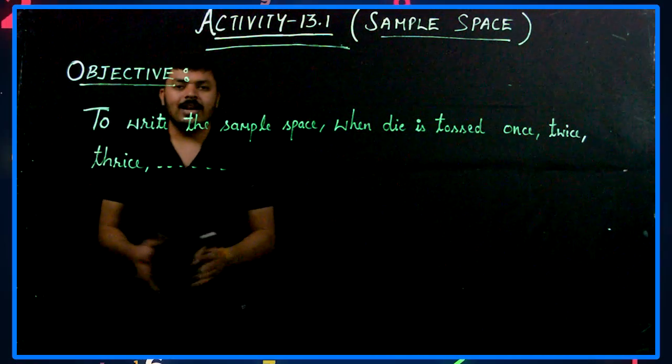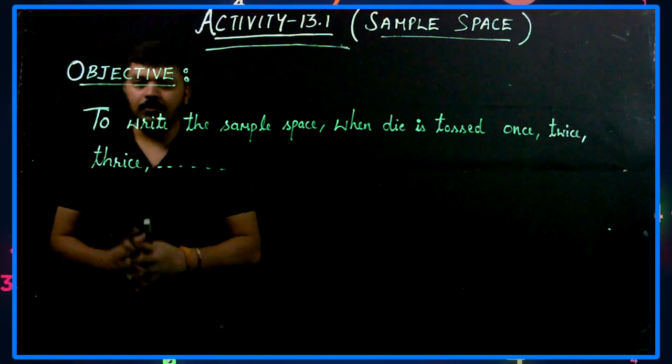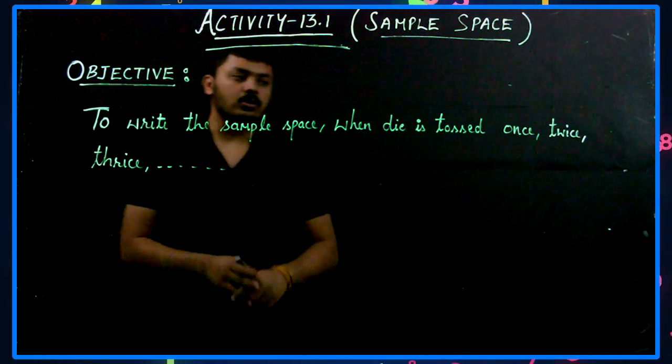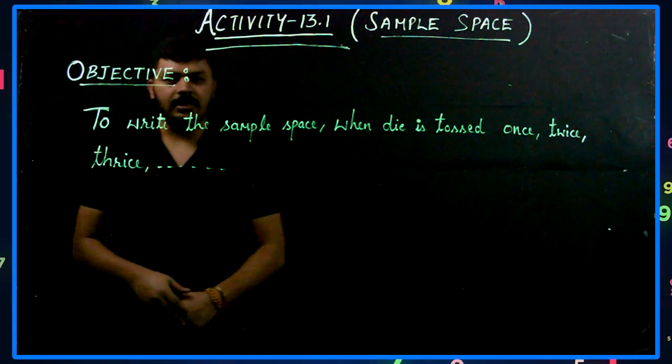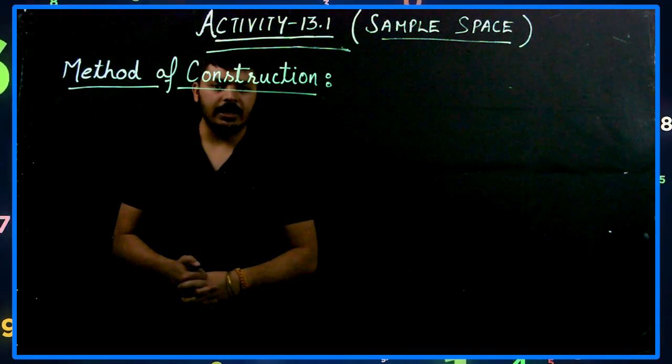So students, now let's start activity 13.1, sample space. Our objective for this activity is to write the sample space when a die is tossed once, twice, thrice and so on. Now let's start the method of construction for the given activity.